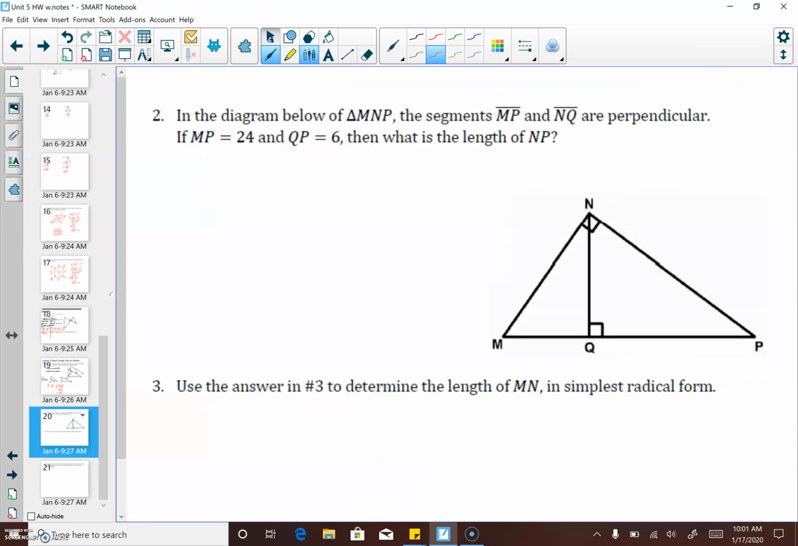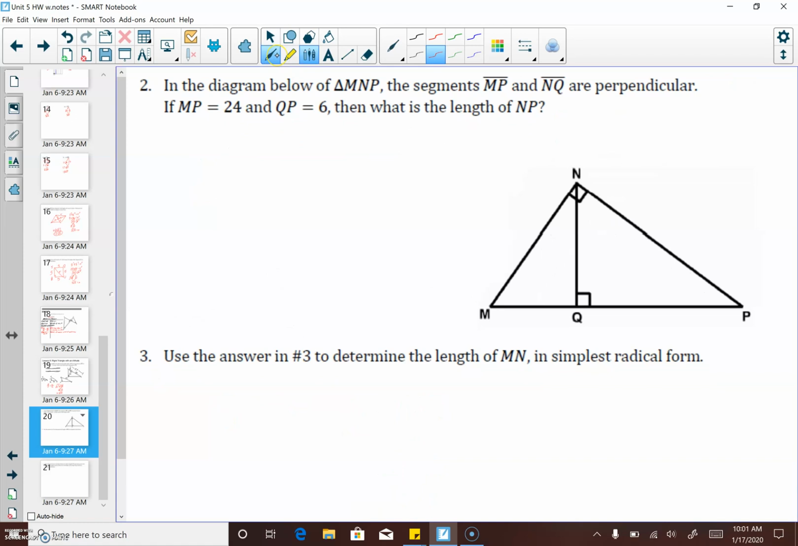In the second one, in the diagram of triangle MNP, the segments MN and NQ are perpendicular. So that just tells us we have our right angle there, which forms our similar triangles. If MP is 24 and QP is 6, so obviously not drawn to scale, what's the length of NP? So we know that we can fill in MQ as 18 here. We can just do 24 minus 6.